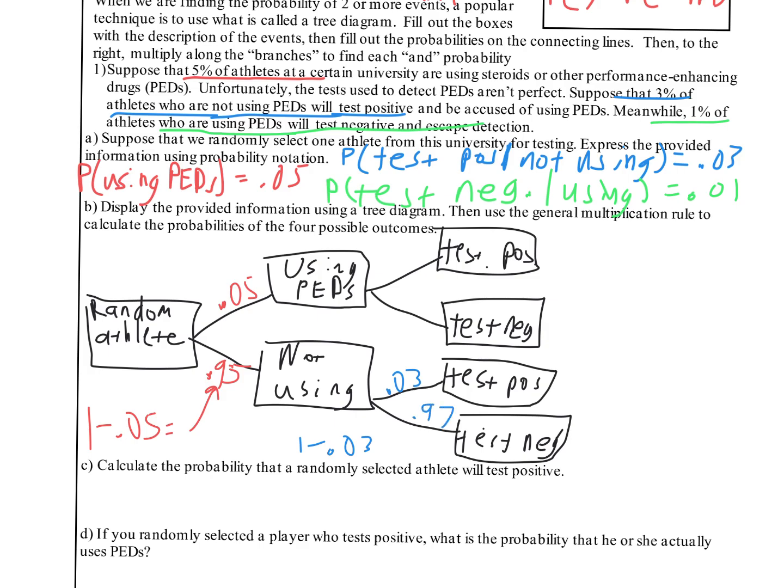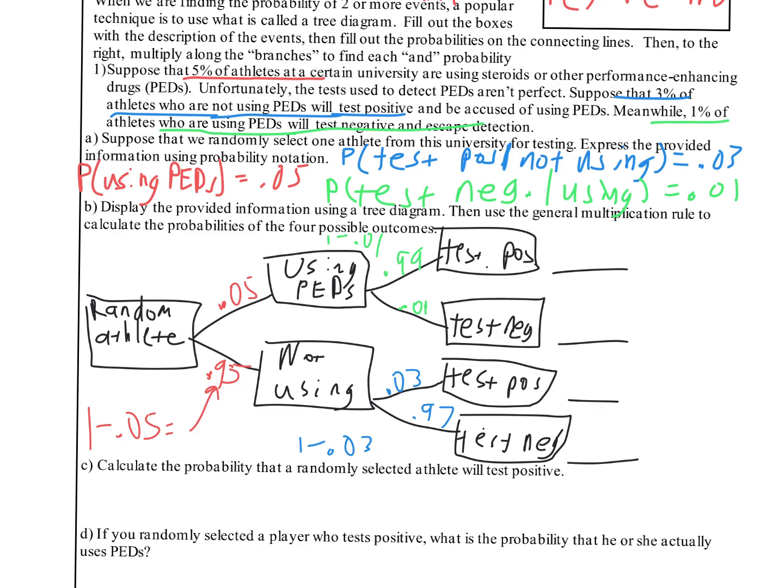All right, and then the probability that they test negative, given that they're using, is 0.01. So that's going to go right here, because they're testing negative but they are using the PEDs. Then 1 minus 0.01 would be 0.99 right here, which is what it should be. If you're using the PEDs, you should be testing positive, right? And if you're not using, the higher number is on testing negative, which is what it should be. Okay, so then there's 4 lines out here.